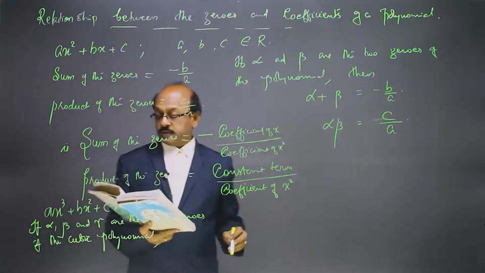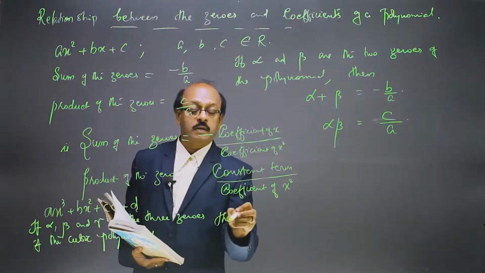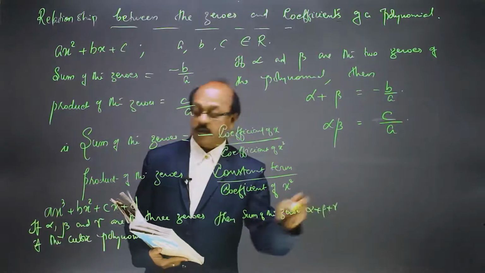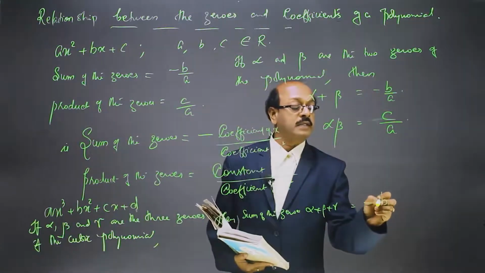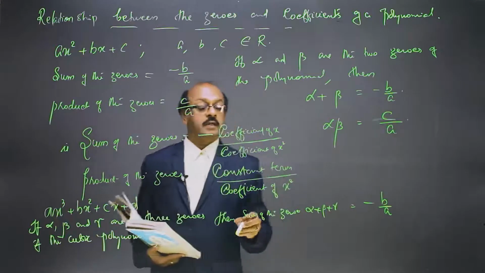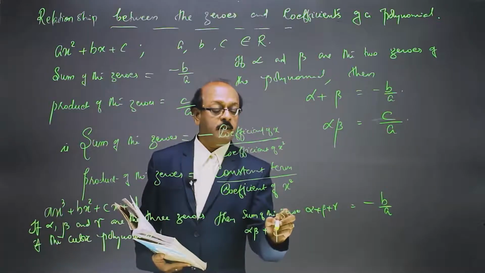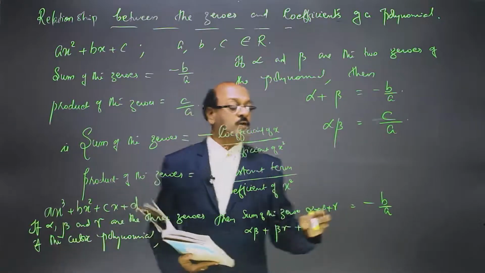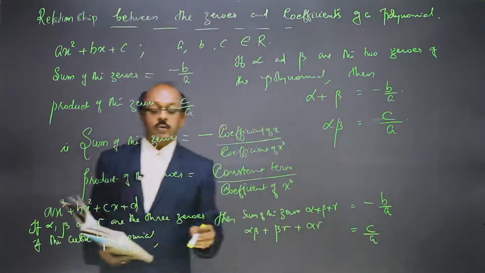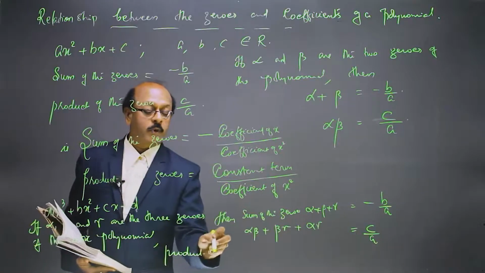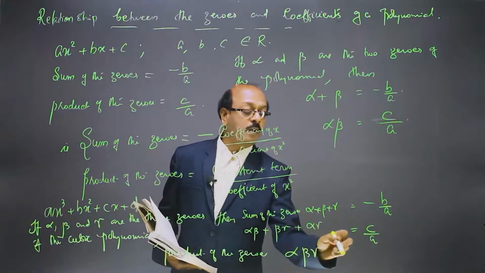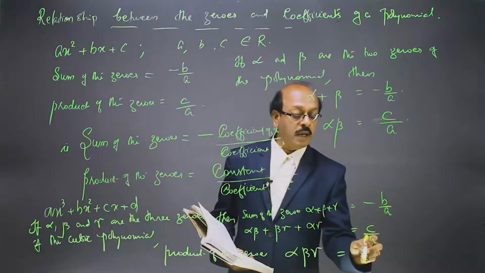then the sum of the zeros, alpha plus beta plus gamma, is equal to minus b by a, and the zeros taken two at a time, that means alpha beta plus beta gamma plus alpha gamma, is equal to c by a, and the product of the zeros, alpha into beta into gamma, will be equal to minus d by a.